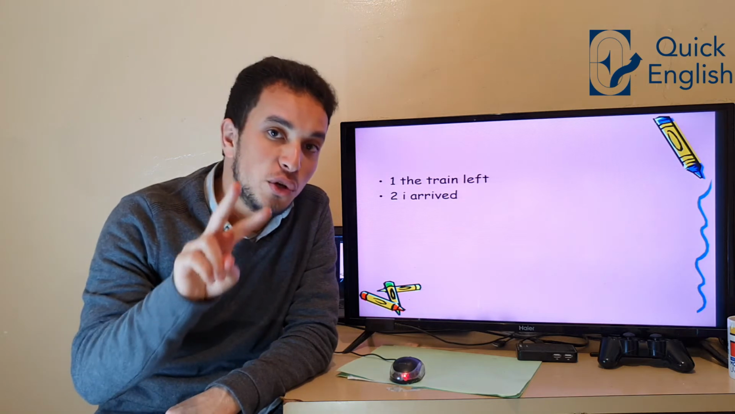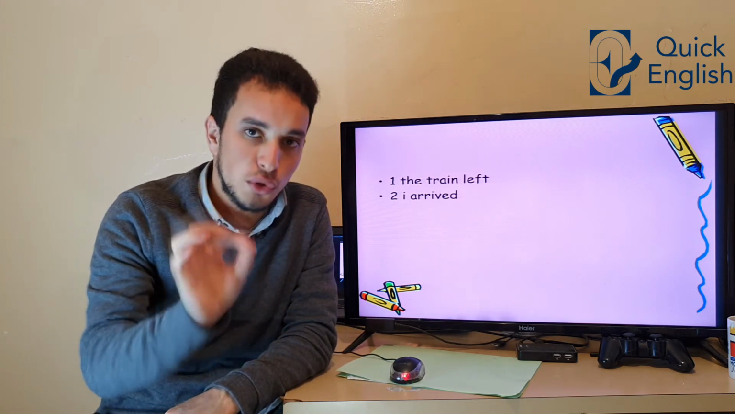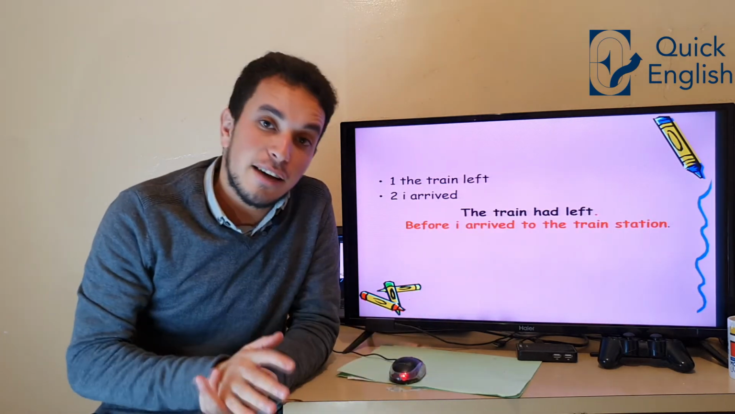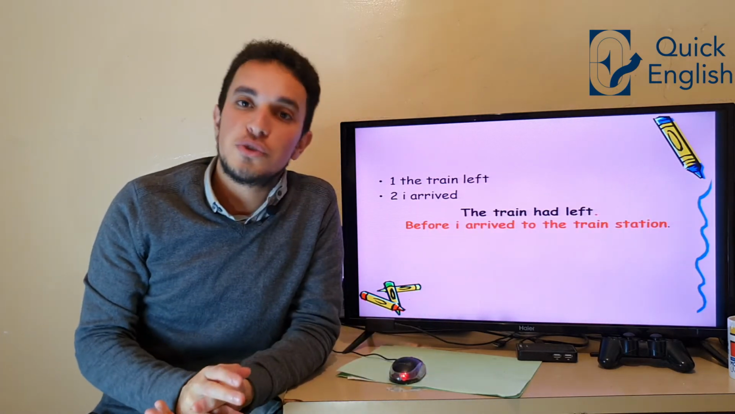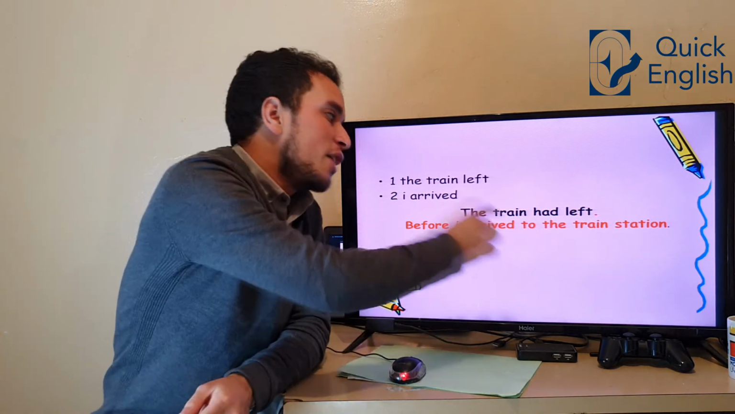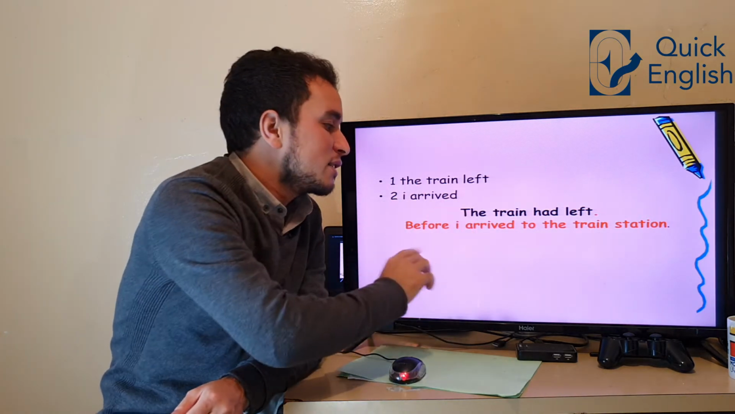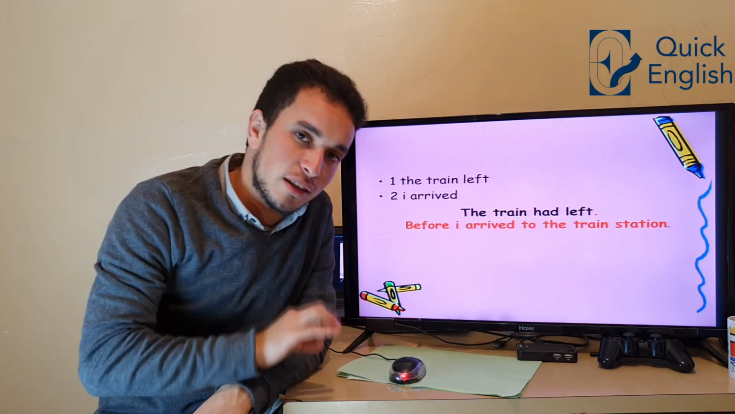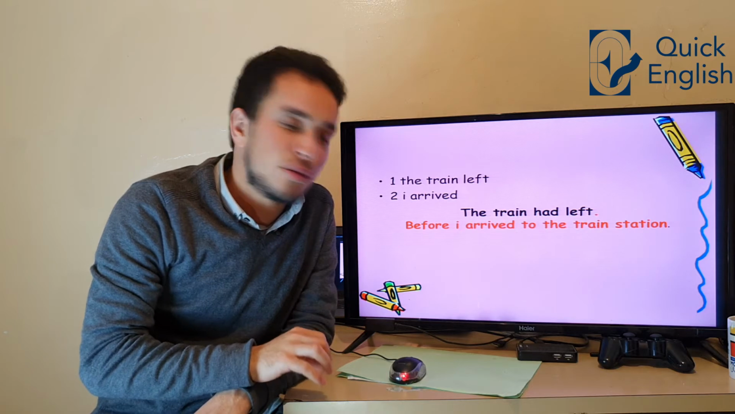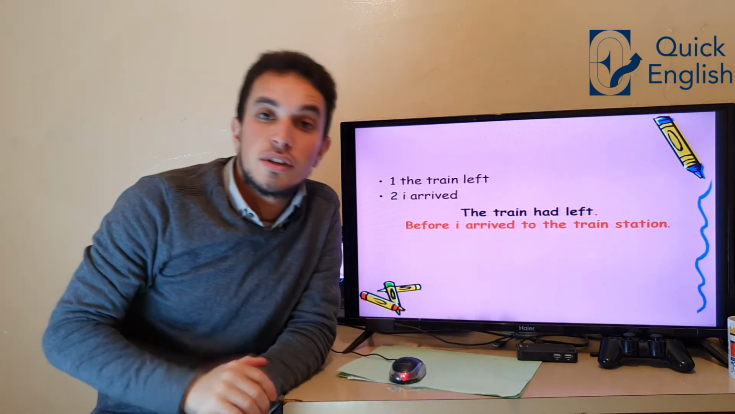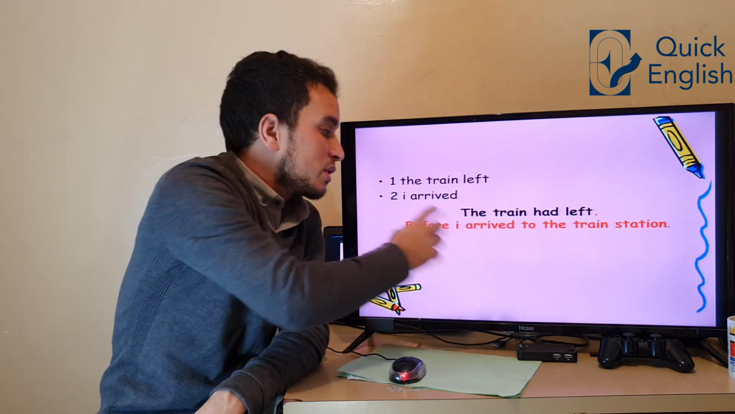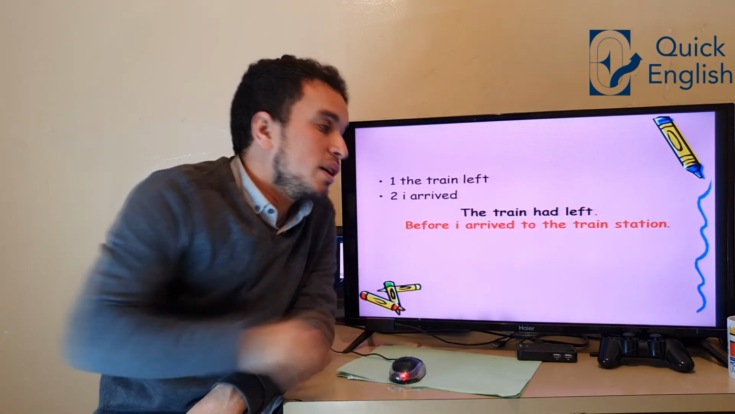So here I have two possible answers. Let's look at the first one: the train had left before I arrived to the train station. Here we have two actions. The first one that happened in the past is in the past perfect. And the second one, or the next action that happened in the past, is in the past simple, so arrived. So the train left, I arrived.